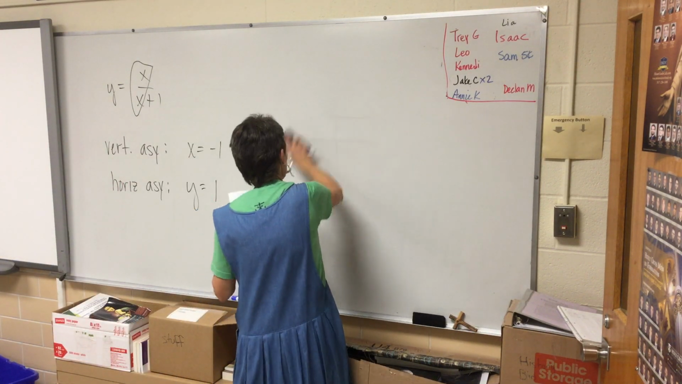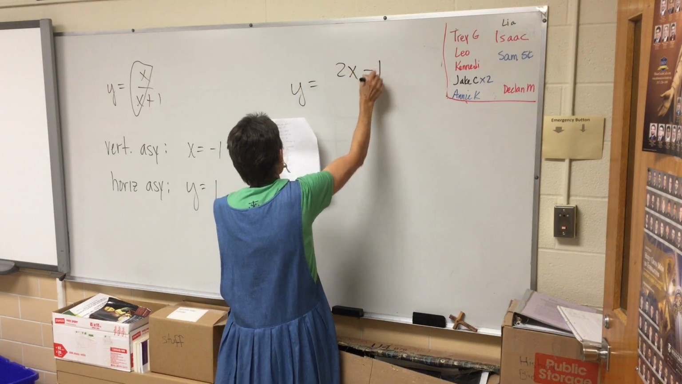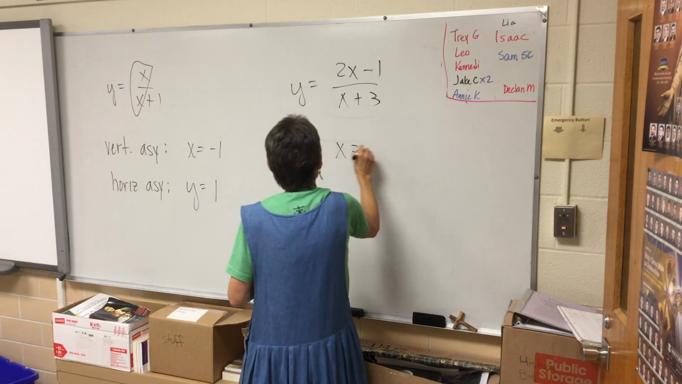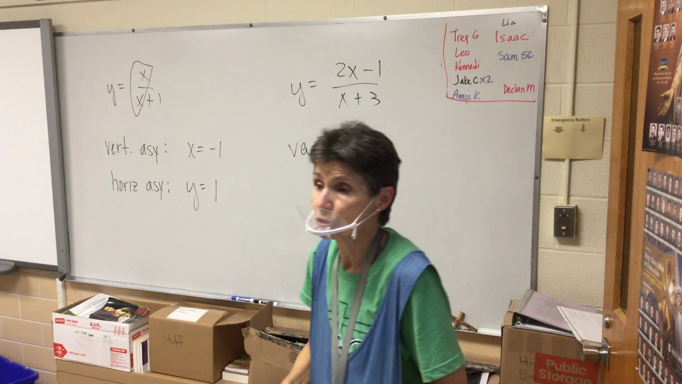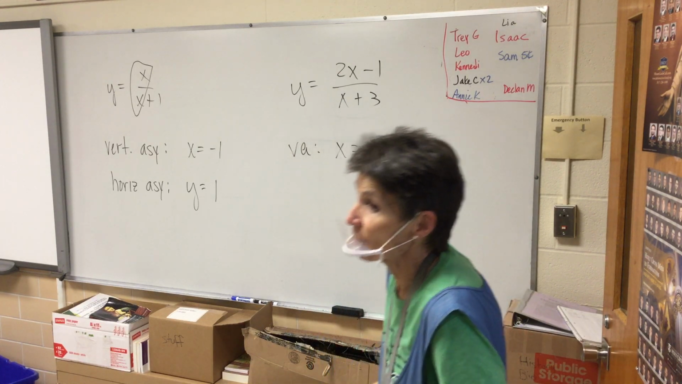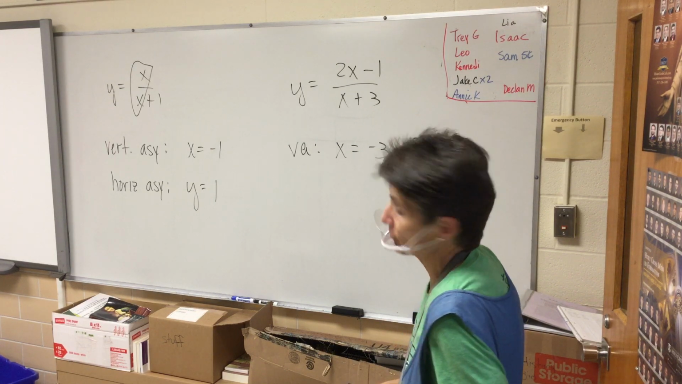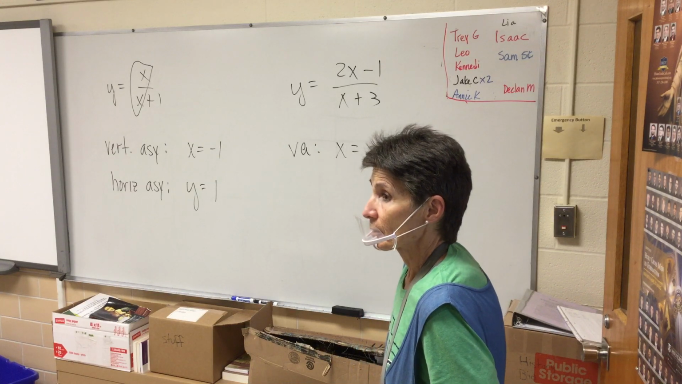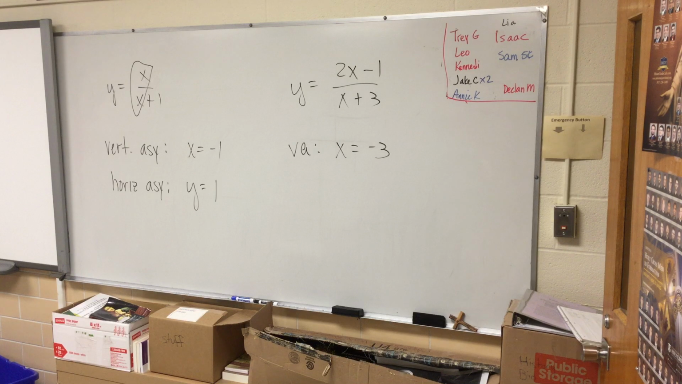Where is the vertical asymptote in the next one? Yep, your vertical asymptote is x equals -3. Make sure when you write down your asymptotes that you're writing equations. Don't just say -3, say x equals -3. And why is that the vertical asymptote? Because that's what x cannot be, right? Can't be -3. You get a 0.